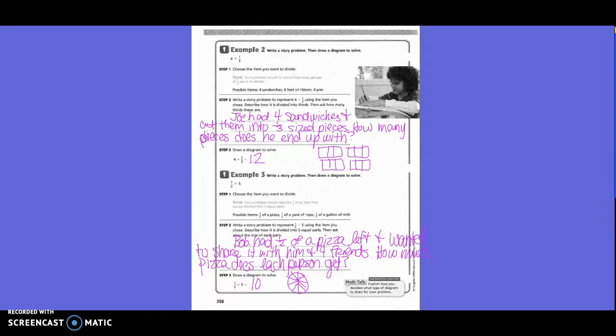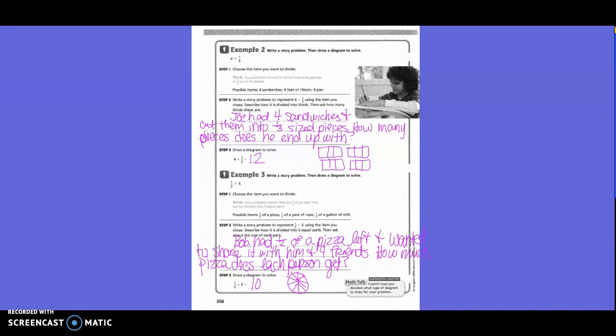Example 3, write a story problem and draw a diagram to solve. 1/2 divided by 5. Choose the item you want to divide. We chose pizza. Then write a story problem to represent 1/2 divided by 5 using the item you chose. Describe how it is divided into 5 equal parts. Then ask about the size of each part. Bob had half of a pizza left and wanted to share it with him and 4 friends. How much pizza does each person get?